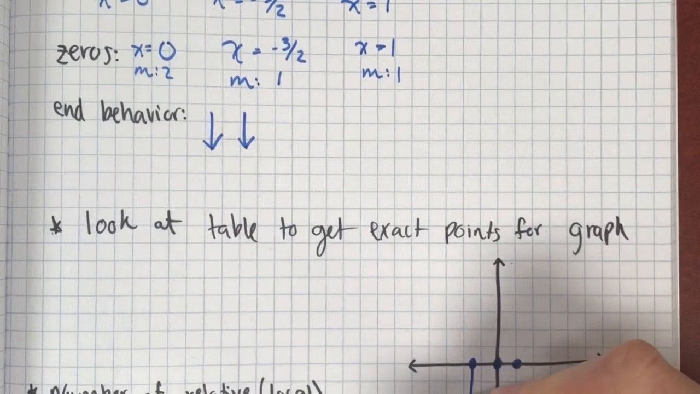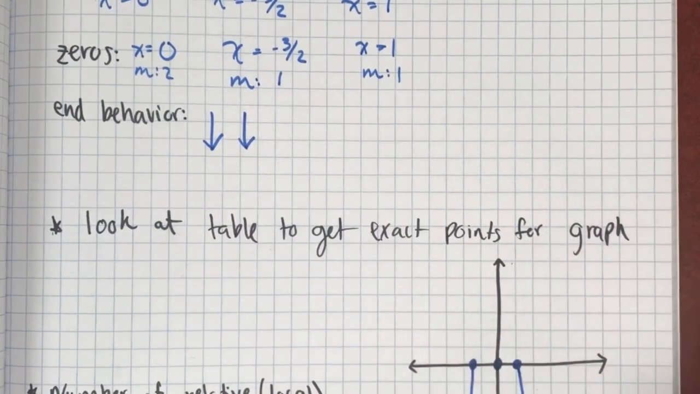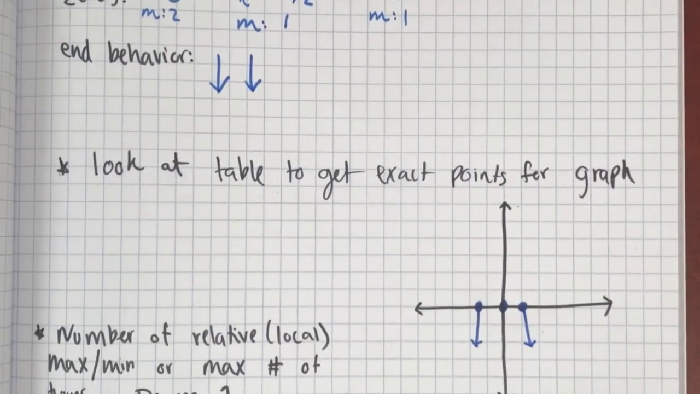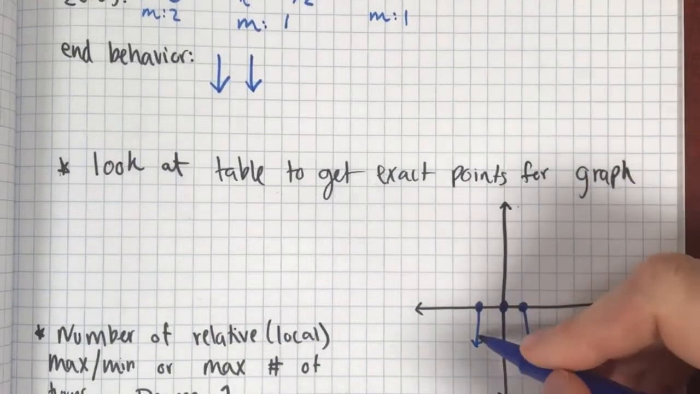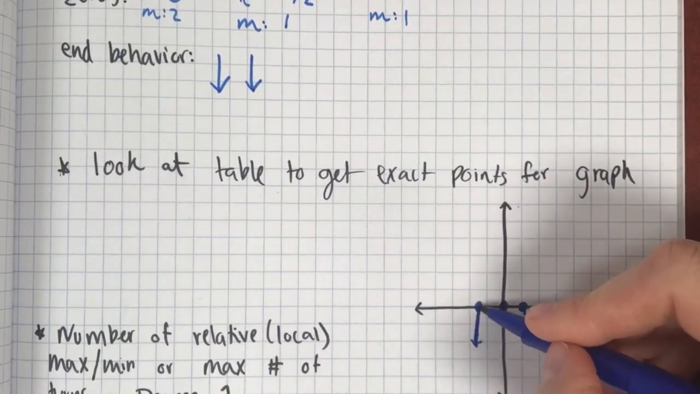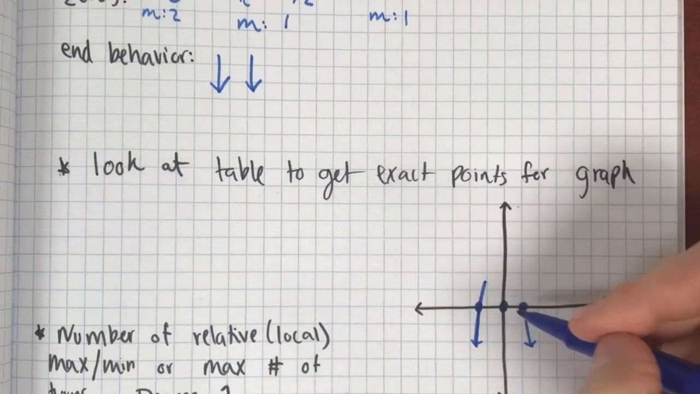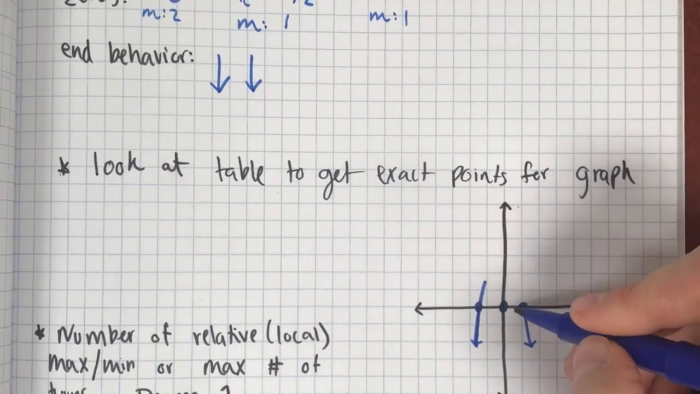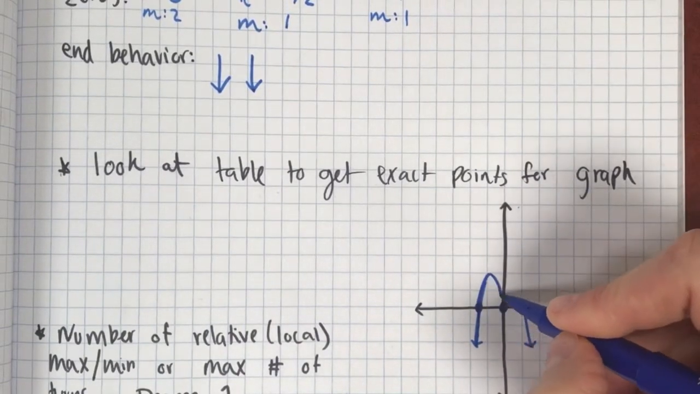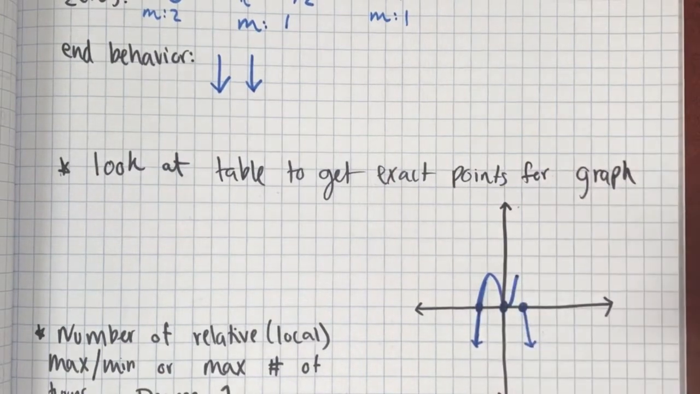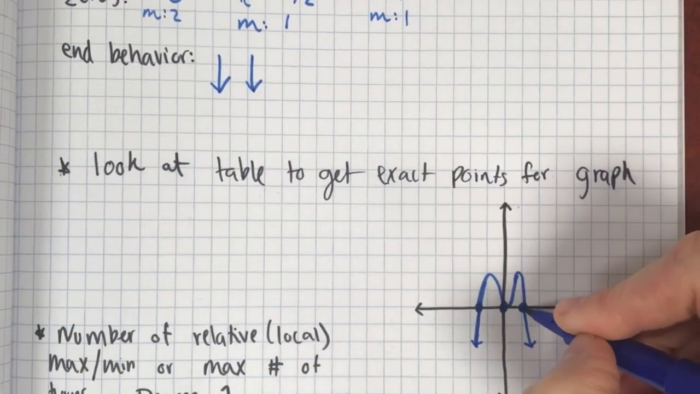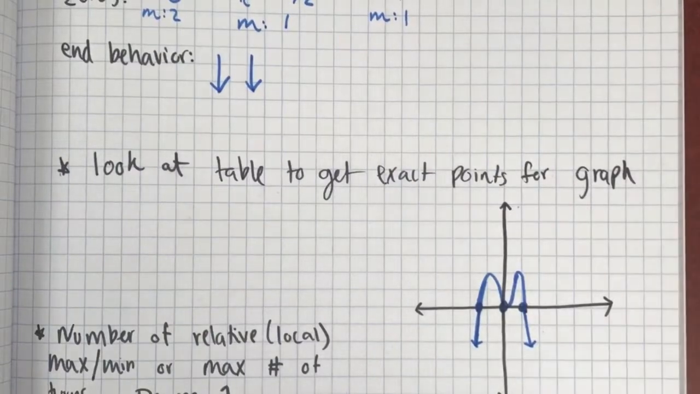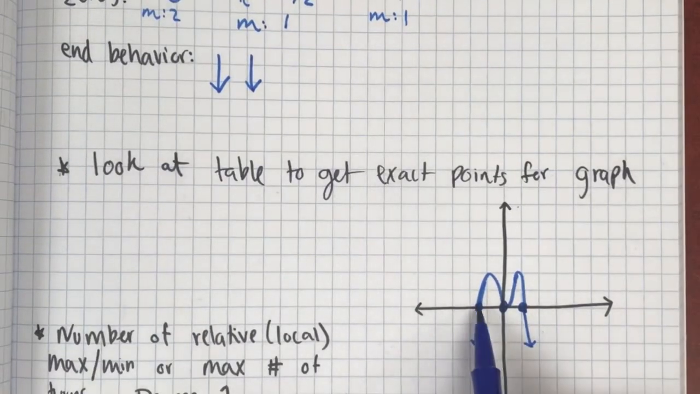And both of these are going down. Now, since at negative 3 halves it's a multiplicity of 1, it means it just cuts on through. At 0, it's going to come down and kiss and come right back up. And at 1, it's going to cut right through again. So we can always look at our graphing calculator to get the exact minimums and maximums, but what we really care about is what's happening at each 0 and our end behaviors.